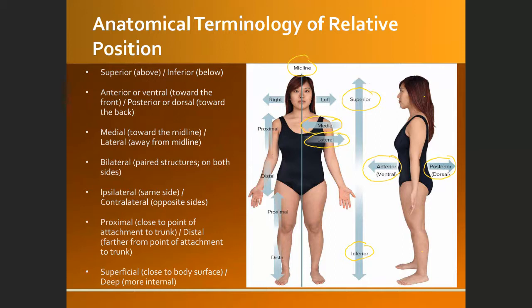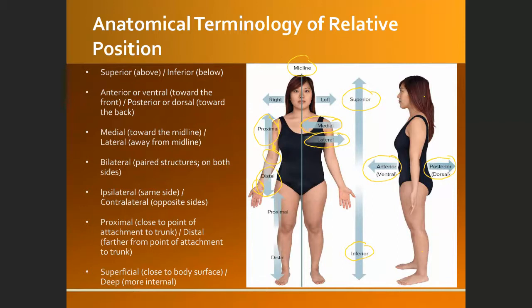Proximal and distal. This is based on the attachment site. Look at this upper limb, the hand and the arm. The upper arm compared to the wrist, for example: the wrist will be distal because it is away from the attachment site, while the elbow, if we compare elbow and wrist, will be proximal to the attachment site.